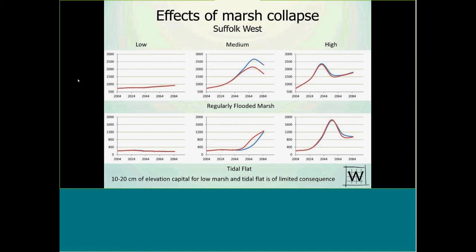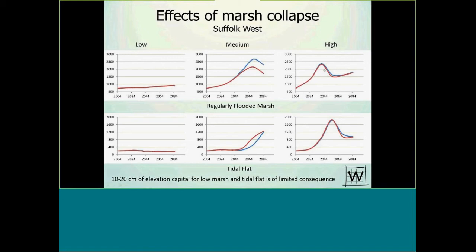So on top here we have the regularly flooded marsh, sometimes called the low marsh category, probably the most saline marsh, expected to be flooded on most days. Under a low sea level rise scenario, what we have is two lines here. We have a blue line, which is without marsh collapse, and a red line that is with marsh collapse. Under low sea level rise scenarios, these marshes are not lost or gained dramatically, and the impact is not really there.